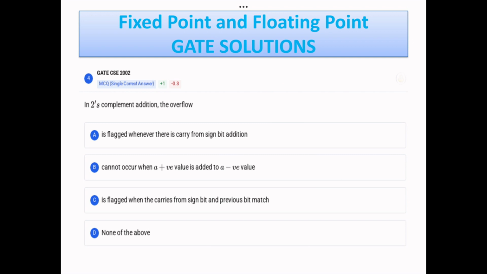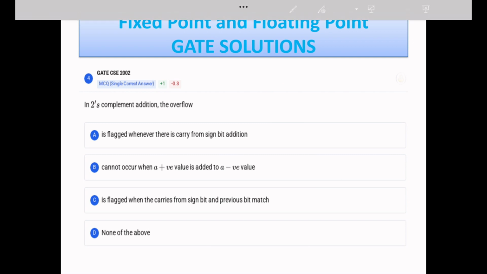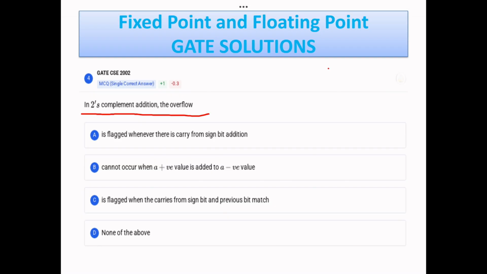Now another question. In another question, this is GATE 2022, he is asking about overflow in 2's complement addition. This is also very simple. We already discussed overflow, so you try to solve the question.